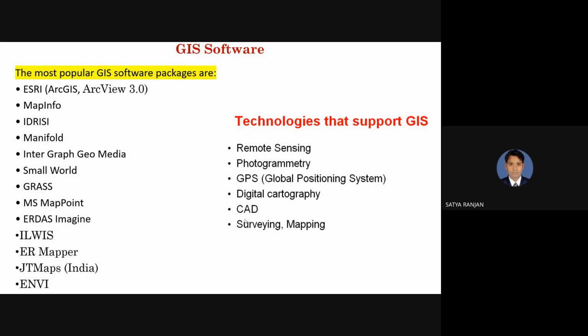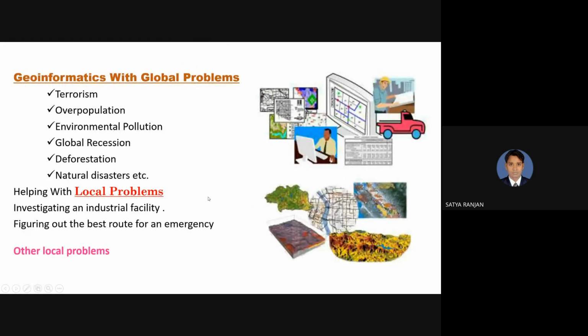And then the technologies that support GIS are remote sensing, photogrammetry, GPS, that is the global positioning system, digital cartography, CAD, AutoCAD, and different software, and surveying and mapping. So based on these techniques, we use different applications and get the output.